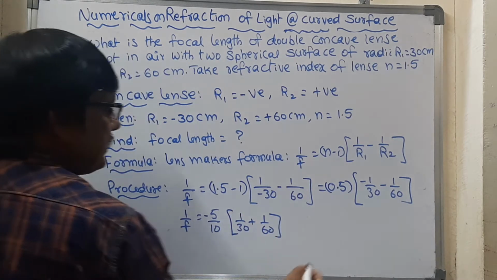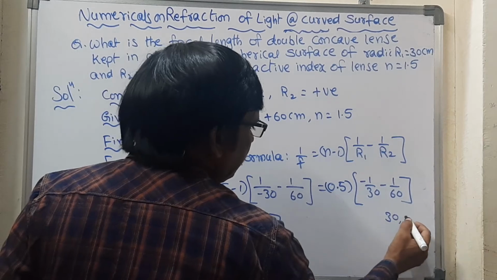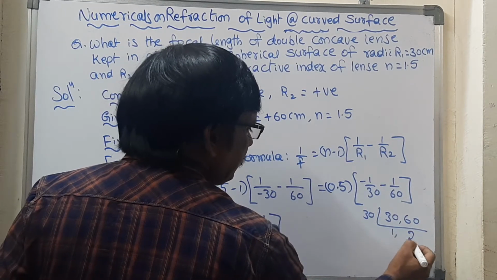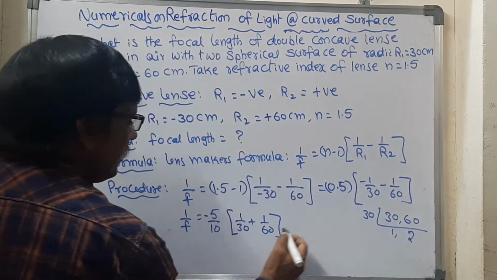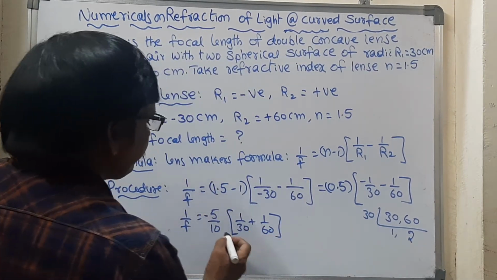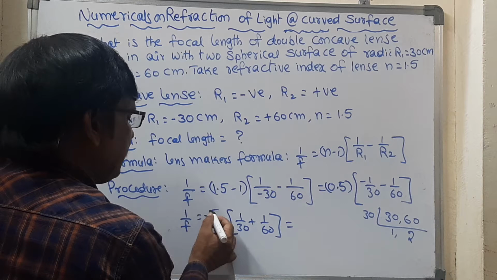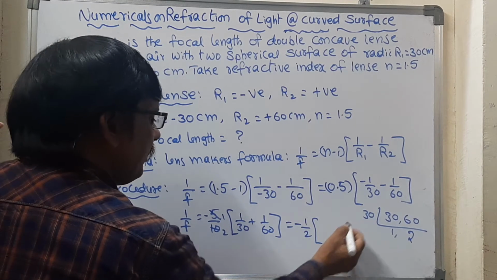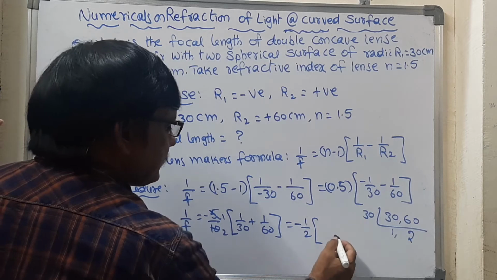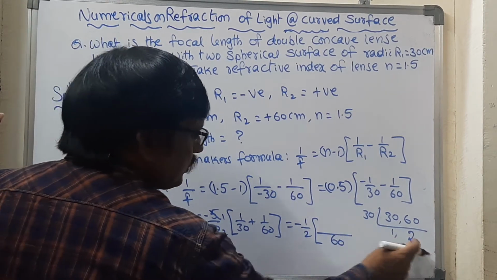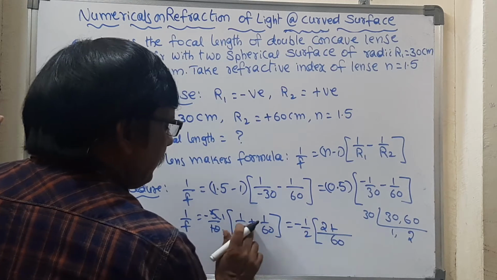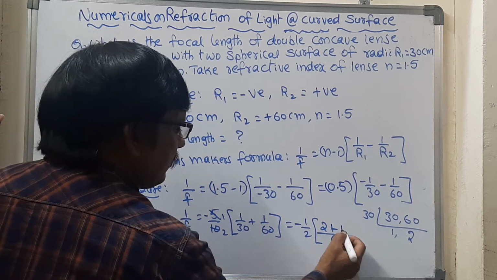And again now find the LCM for 30 and 60. 30, 60, let us find the LCM. 3 ones are 3, 3 twos are 6, so the LCM is 60. Then here 5 ones, 5 twos cancel. Minus 1 by 2 into, 30 into 2, 60 is the LCM. 30 how many times? 2 times, and the sign is plus. 60 how many times? 1 time.